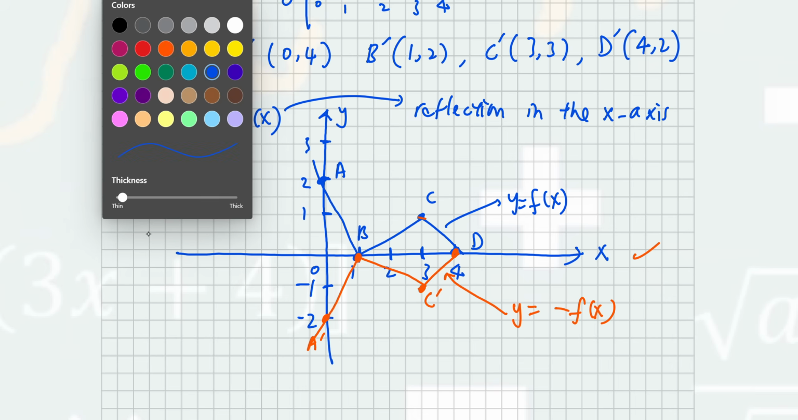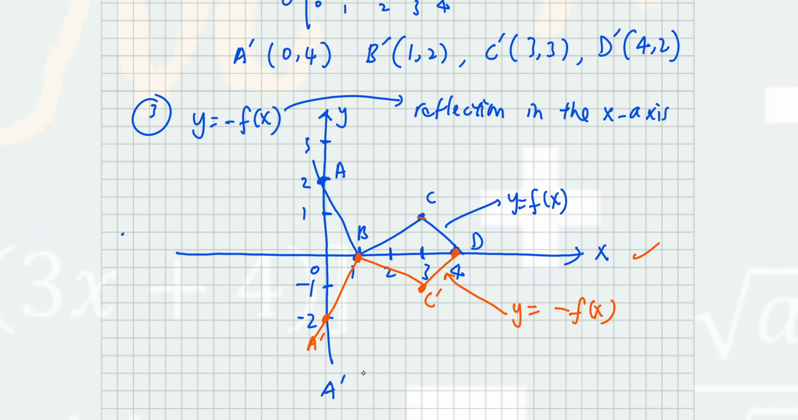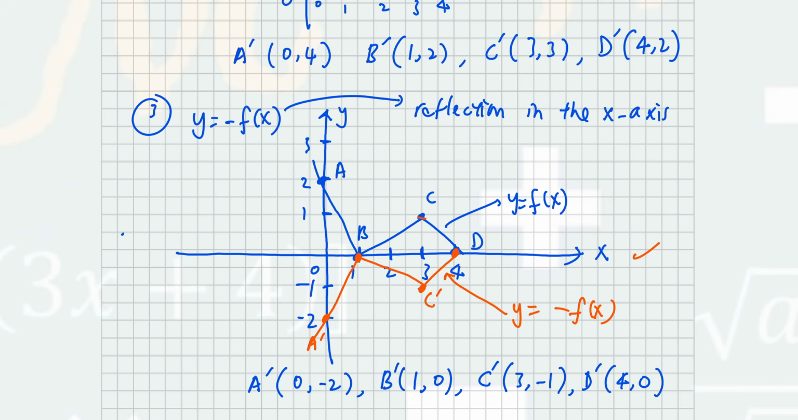And from the graph, we know the coordinates of the new points. Now the effect is on the y values, so the x has no change. Instead of (0, 2) for the A, now it becomes (0, -2). Same goes to the B, B prime no change, so it will be (1, 0). And then the C prime, instead of (3, 1), now becomes (3, -1). Whereas the D prime remains, it will be (4, 0). Okay, so done for the third question.